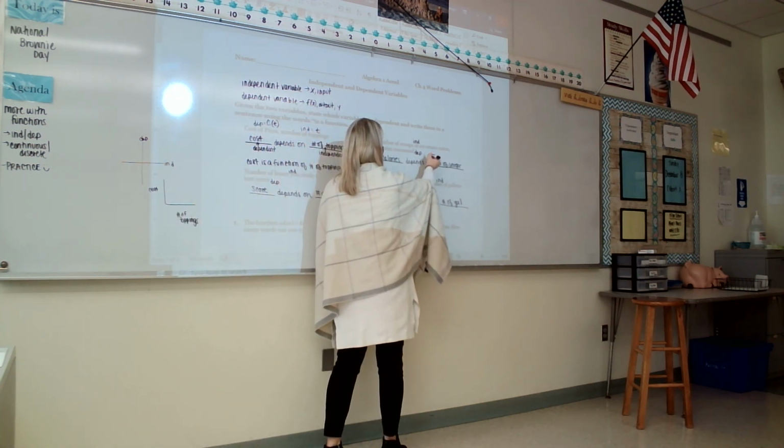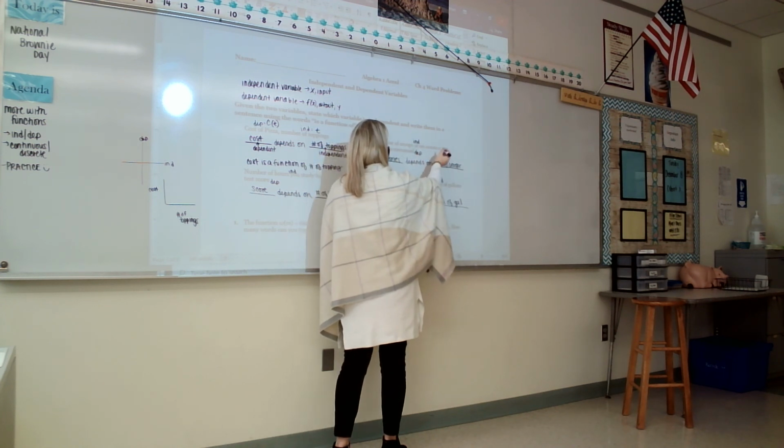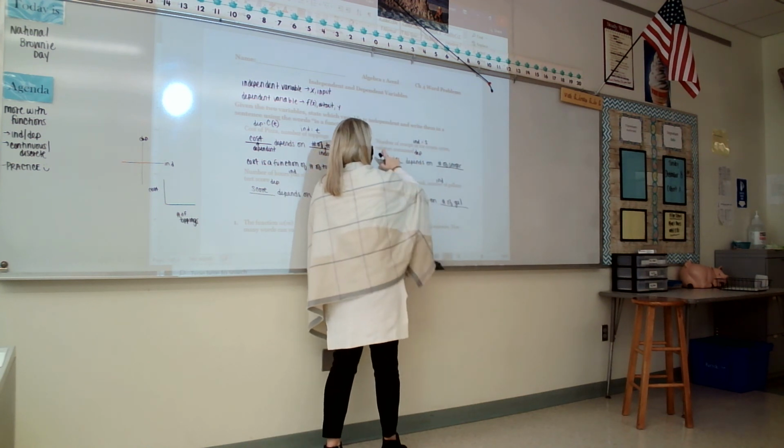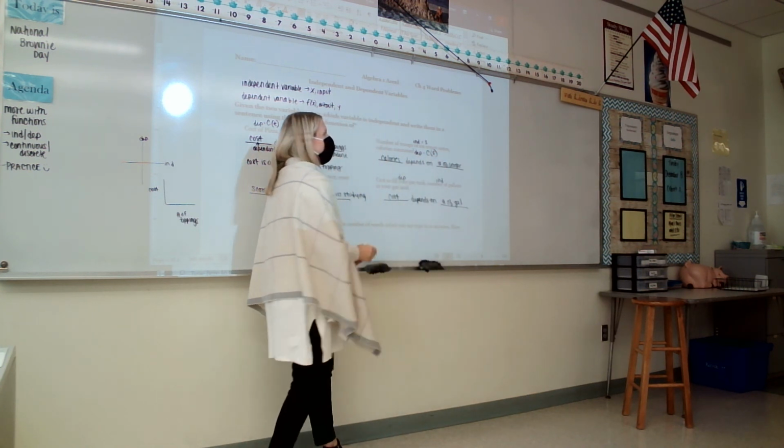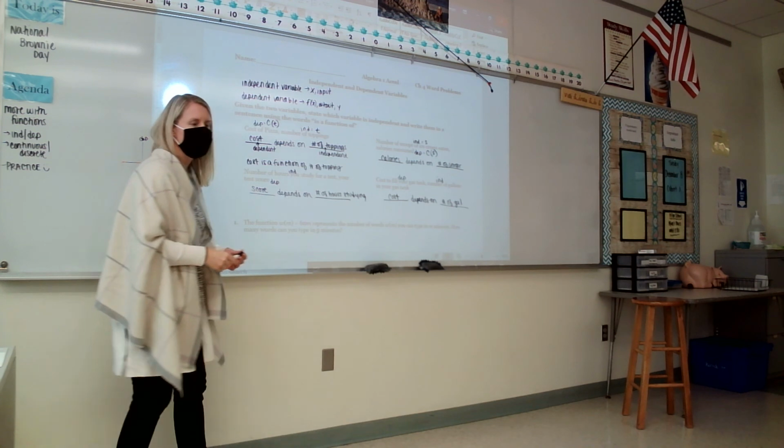I'll just do this one now, then we're done. Calories consumed, oh wait, excuse me, I want the independent as number of scoops. I'm going to label it as S. And then the calories depend on my scoops. And then I'm going to be done during that time.